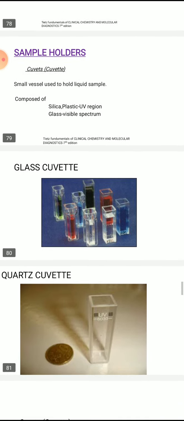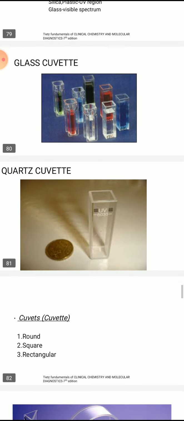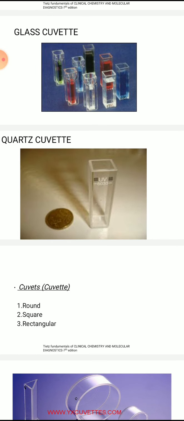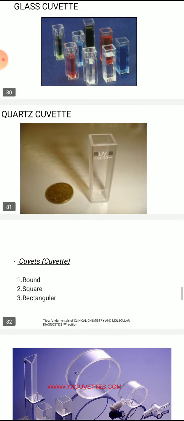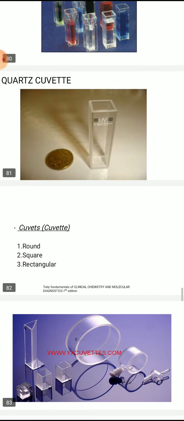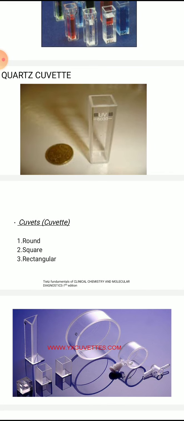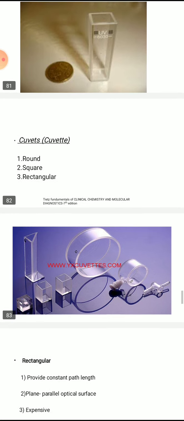This is the picture of a glass cuvette. This is the picture of a quartz cuvette. Cuvettes may be round, square or rectangular.